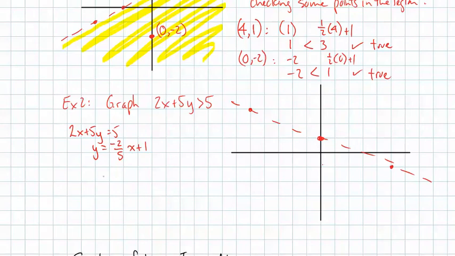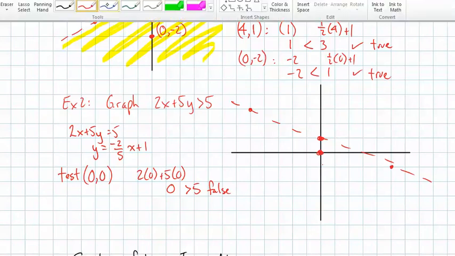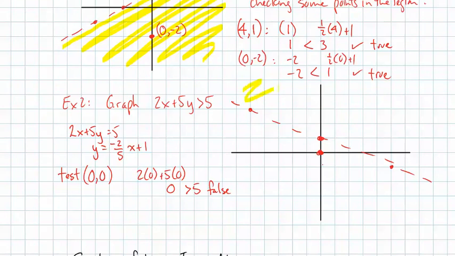And now I'm going to try a test point. It's either below to the left or above to the right. I'm going to test (0, 0) and see if it works. 2 times 0 and 5 times 0. Well, that's 0. 0 greater than 5 is false. So (0, 0) is in the wrong region. The region that I want is the region up above. So I'm going to shade this whole space. That's the graph of that inequality.